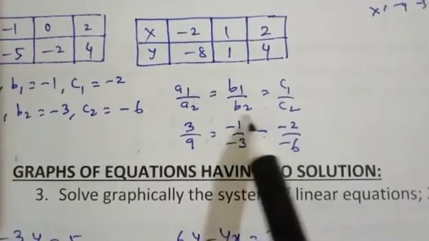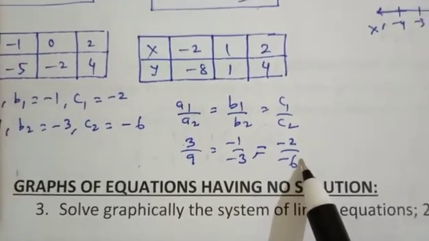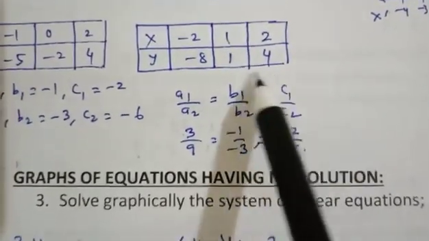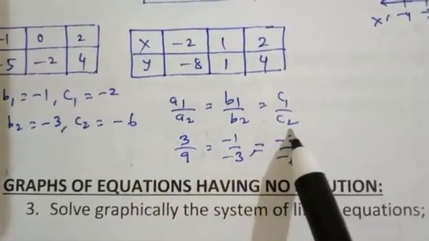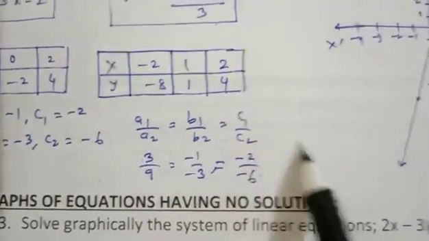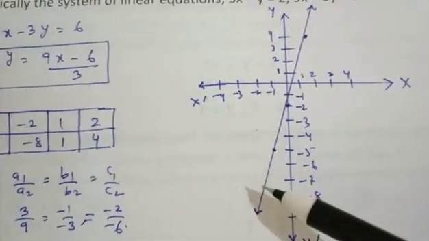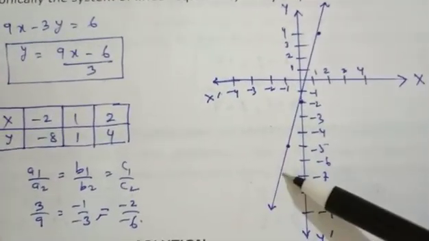Now if you look at the values, each one is going to give me the ratio of 1 by 3. So this is the condition of infinite solutions, and if we try to draw the graph of these two equations, then they will be coinciding with each other. That means they will give us infinite solutions.